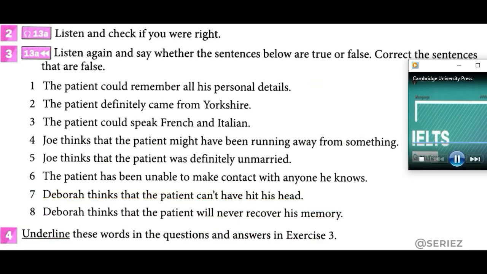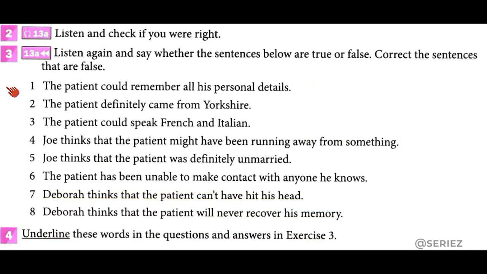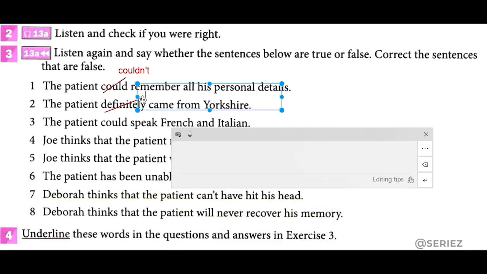خب این از listening. Number 1. The patient could remember all his personal details. گفتش که couldn't. The patient couldn't remember all his personal details. نمیتونست. پس این باید بشه couldn't. Number 2. The patient definitely came from Yorkshire. گفت که ممکنه از یورکشیر اومده باشه. پس چون گذشته هست باید بگیم could have come. The patient could have come from Yorkshire. پس میگیم definitely رو خط میزنیم میگیم could have come.